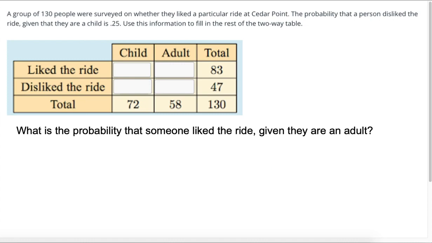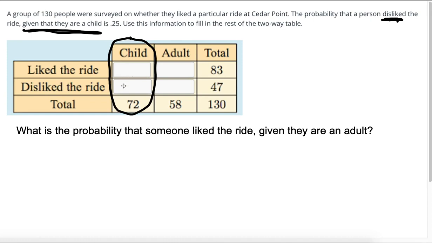So this second sentence is our key. The probability that a person disliked the ride, given that they are a child. Given that they are a child means I am looking at the child column. I'm given that this person is a child, and then I'm looking at disliked the ride. So I know there's a total of 72 children, and the odds that one of those children disliked the ride is 0.25 or 25%.